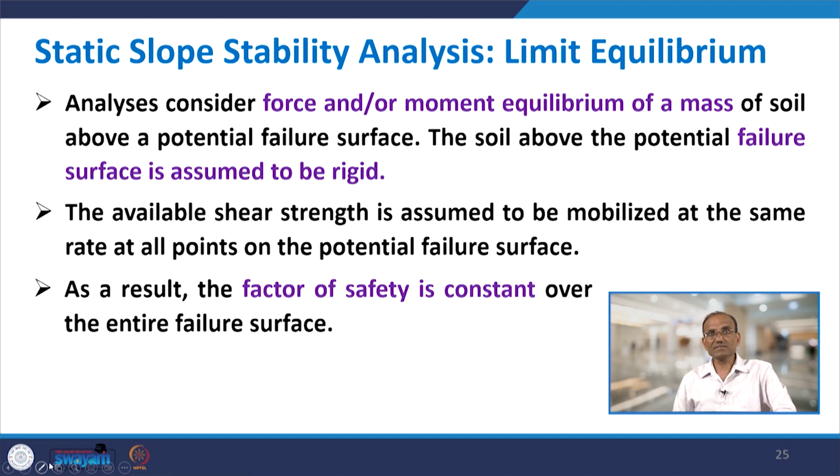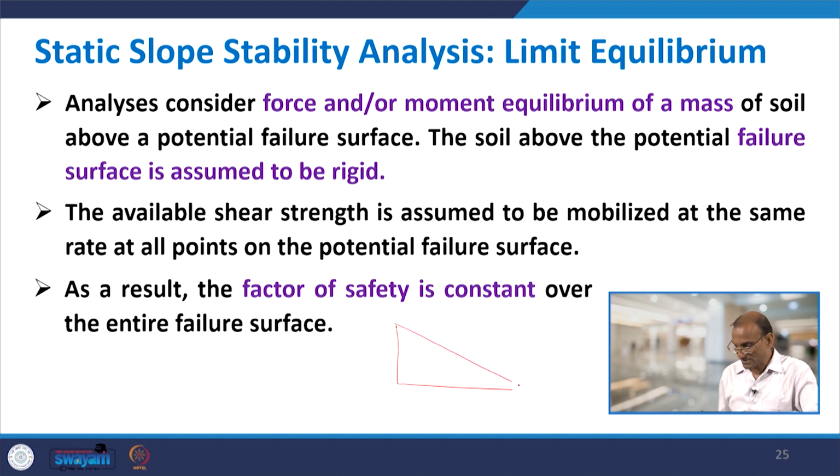In this type of analysis, limit equilibrium analysis, we consider force or moment equilibrium, either you will have force equilibrium or you can have moment equilibrium, of a mass of soil above a potential failure surface. The soil above the potential failure surface is assumed to be rigid. Let us say I have a slope and I create a slope like this. Now, in this slope I create a potential failure surface.